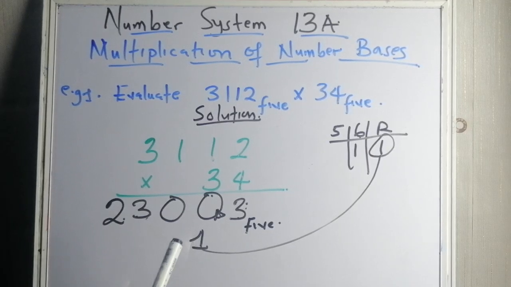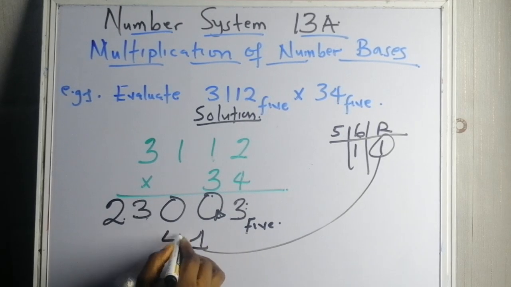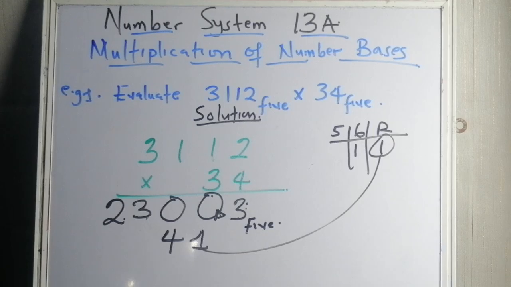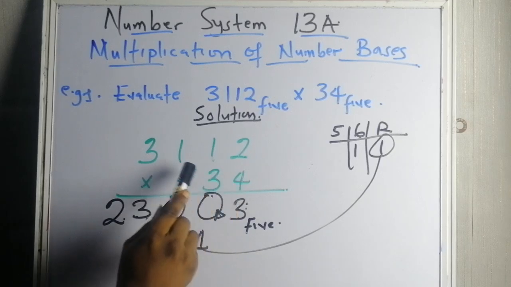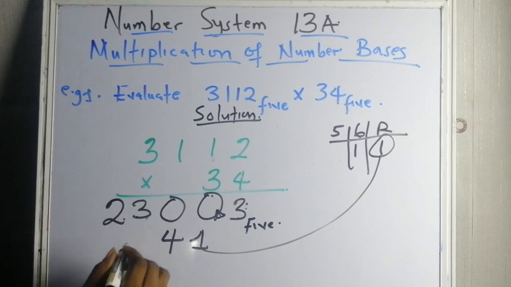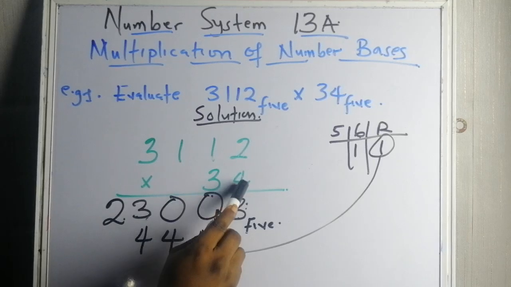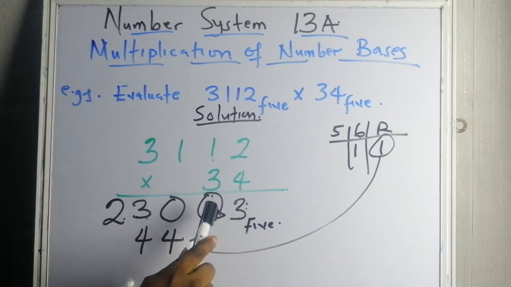So now the next one is 3 times 1, 3, plus that 1 from the previous one, that is 4. We are writing 4 because it's not up to 5. You can see it. The same thing here. 4 times 1, 4. It's not up to 5. You write it. That is, it's not up to the base 5 that we are working with. So now look at this one. 4 times 3. No.